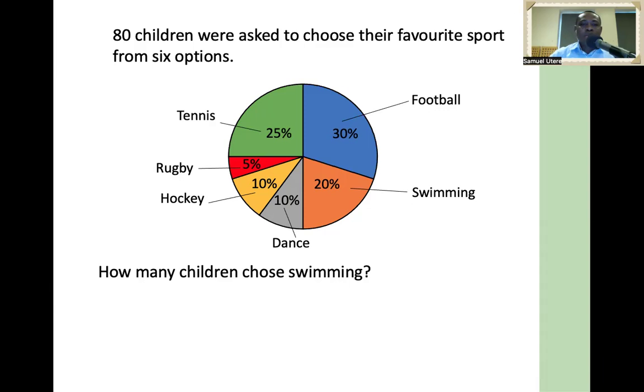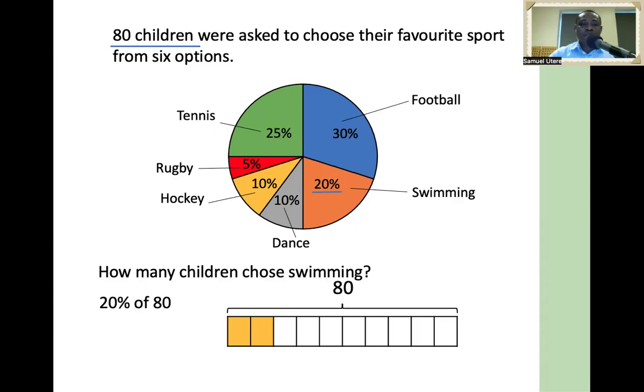We're being asked how many children chose swimming. Well, 20% chose swimming. So we're going to have to find out 20% of 80, to find the number of children that chose swimming. So 20% of 80 is doing, remember, percentage is out of 100.